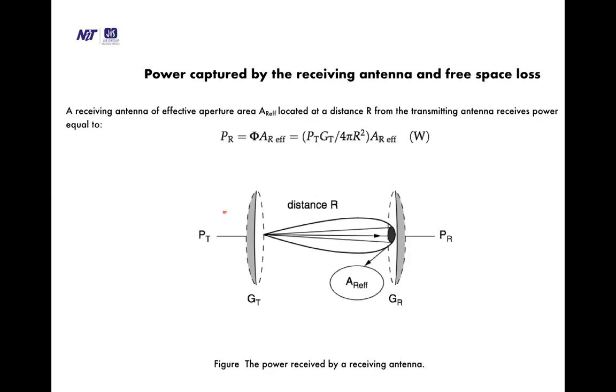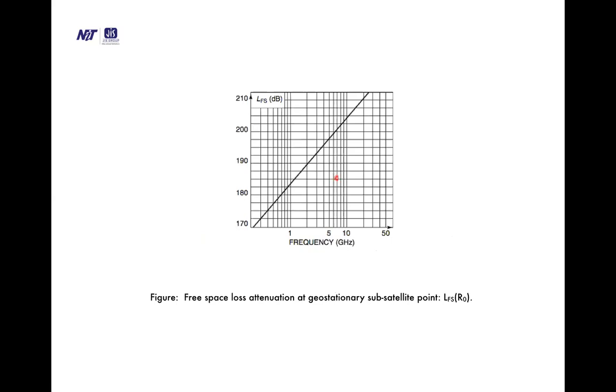Received signal power, how the signal is received, is shown over there: PTGT divided by 4 pi R square into A, the receiving antenna effective area. So it is frequency versus path loss, how it is just showing.